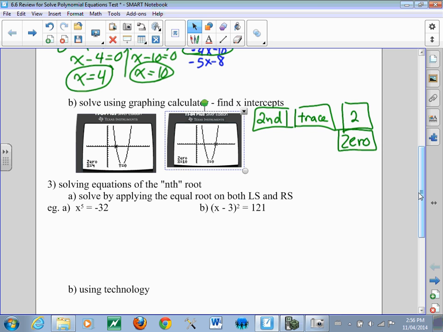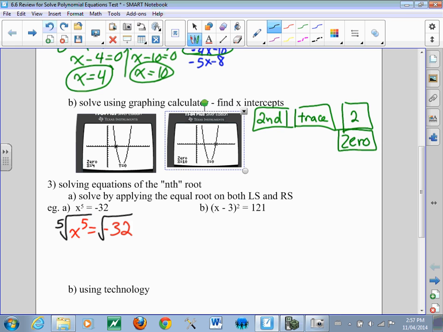All right, let's take a look at number 3, solving equations with the nth root. The nth root means we've got to find a pattern in here. Method 1, ladies and gentlemen, is by applying an equal root to both the left side and the right side. So for example, I'm just going to rewrite this. Trying to get x by itself. Currently it's x to the power of 5, so we're going to do the opposite. Instead of the power of 5, we've got to take the root, so it's the 5th root. I'm just going to change the color on that so people can see what I'm doing. So I'm going to take the 5th root, and whatever you do to one side, you do to the other.